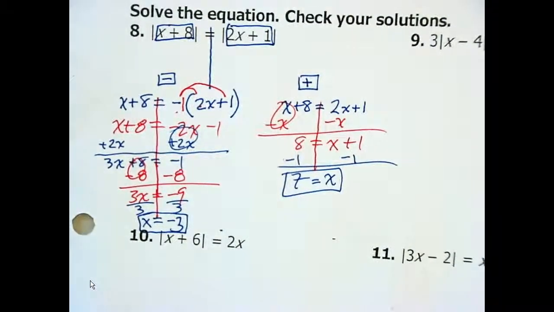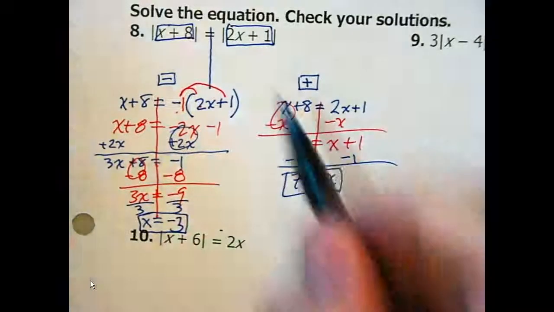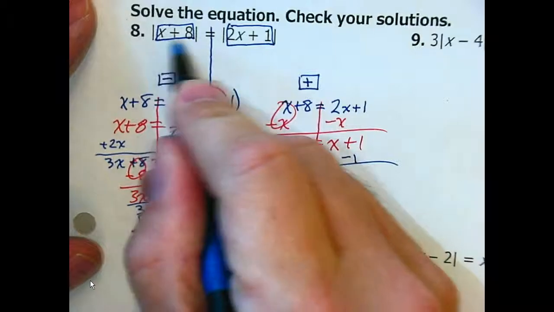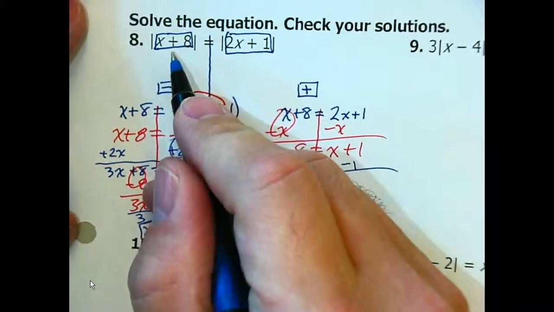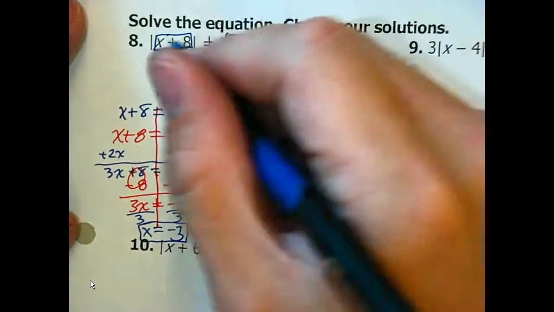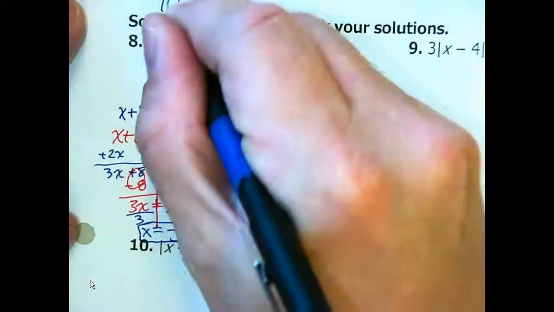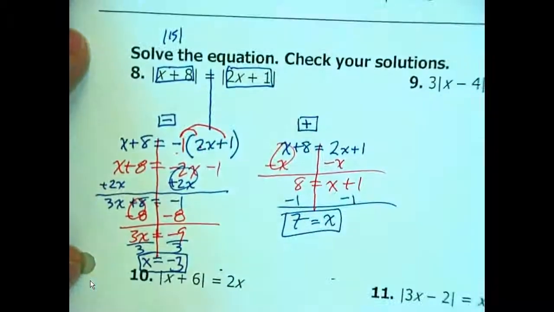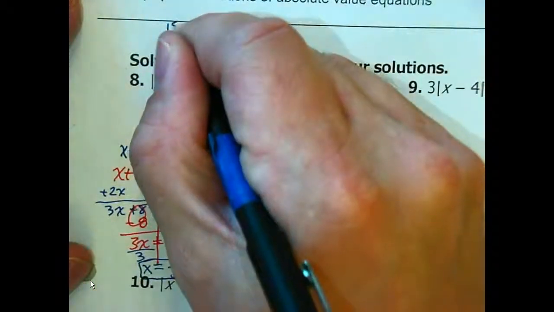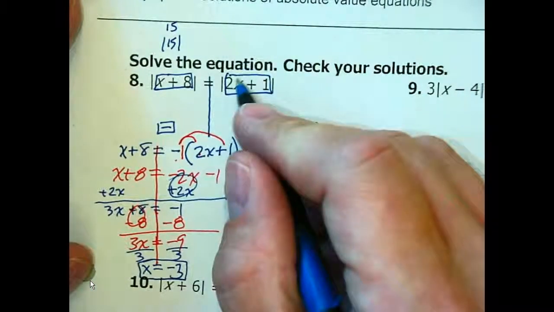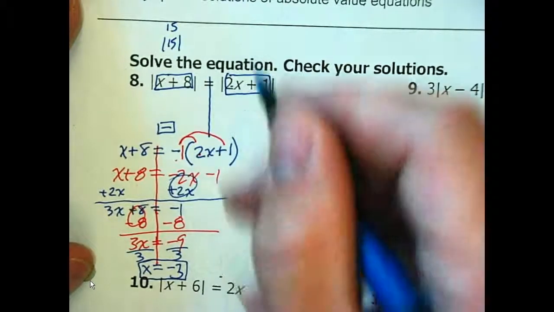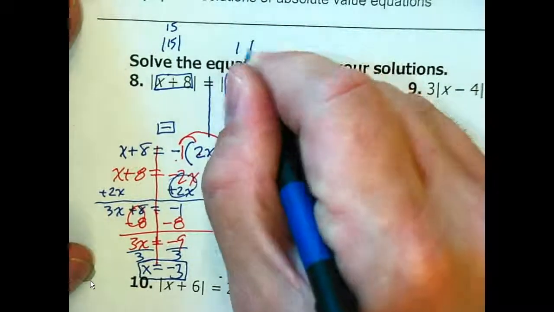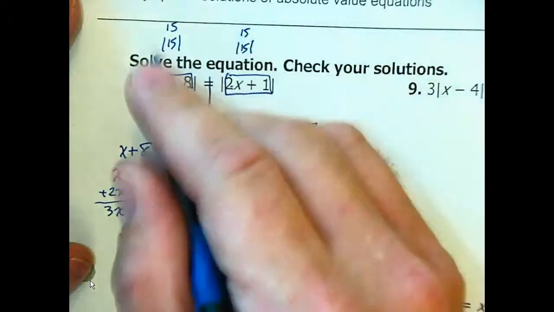You were close. Hey guys, easy enough to check your answers. Just plug them back in. If I put 7 in right here, what's 7 plus 8? 15. Absolute value of 15 is? How far away from 0 is 15? 15. If I put 7 in here, 2 times 7 is 14 plus 1, 15. Absolute value of 15 is 15. So 15 equals 15.